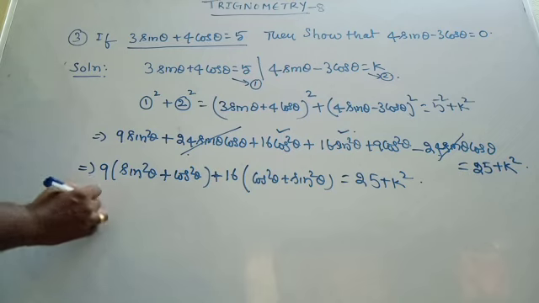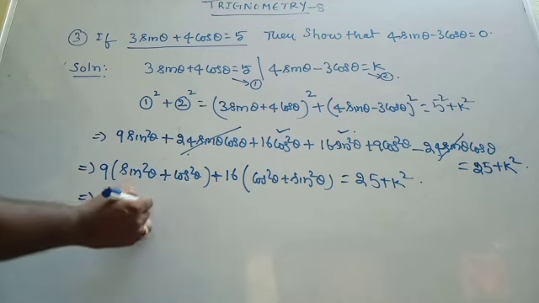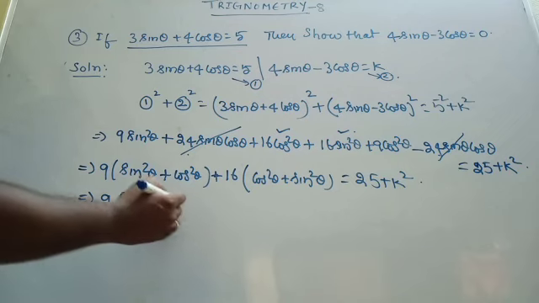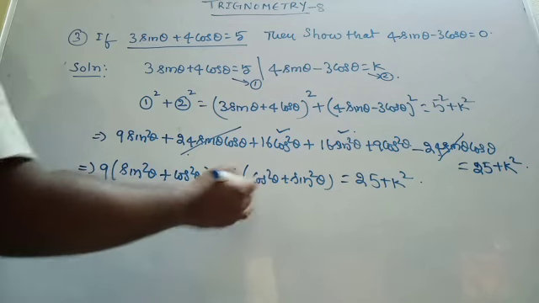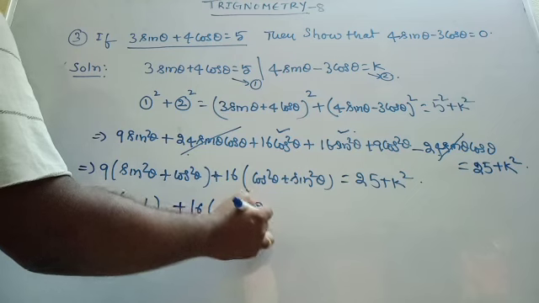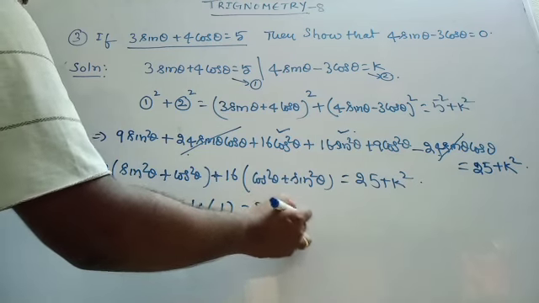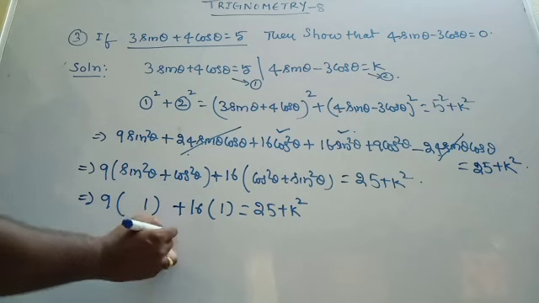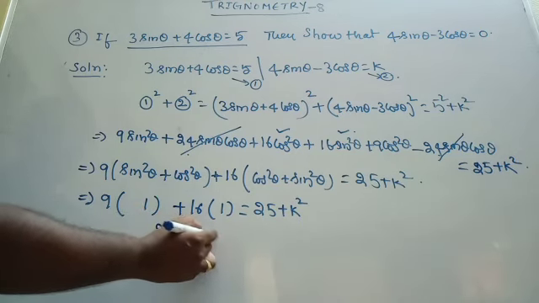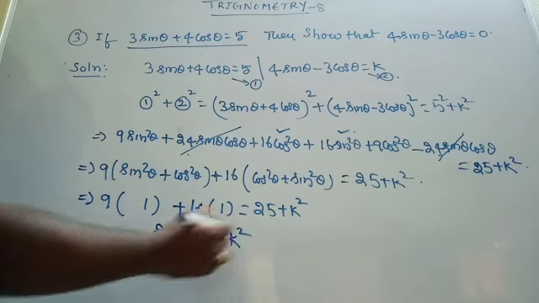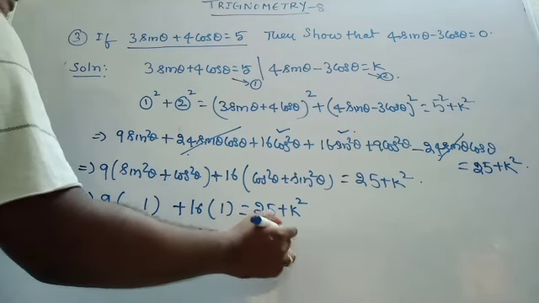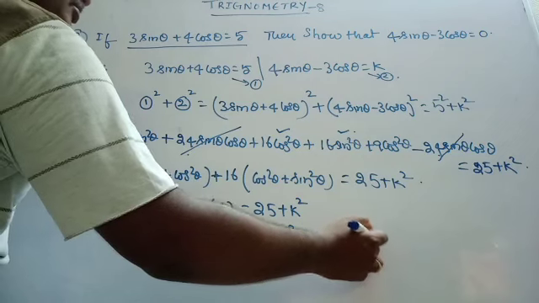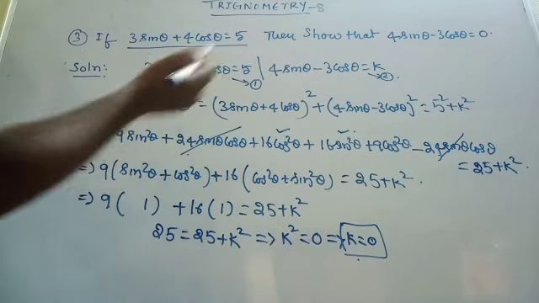Now you know, my dear students, 9 into (sin squared theta plus cos squared theta), from the square relations, is 1, plus 16 into (cos squared theta plus sin squared theta), which is 1, that is equal to 25 plus k squared. Now 9 into 1 plus 16 into 1 is 25, so 25 is equal to 25 plus k squared. From that you can say k squared equals 0, and from that k equals 0. That is what we required to prove.